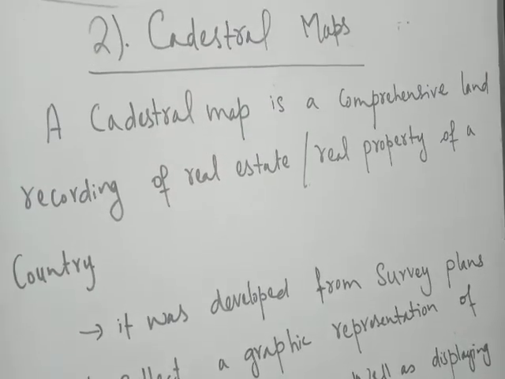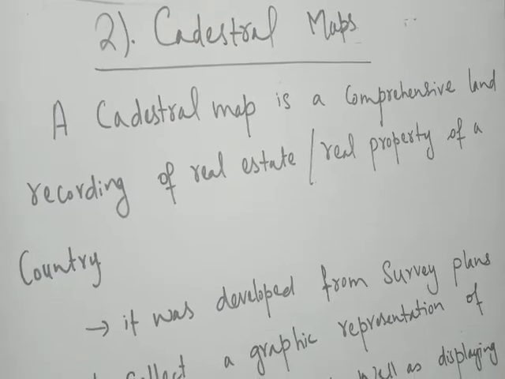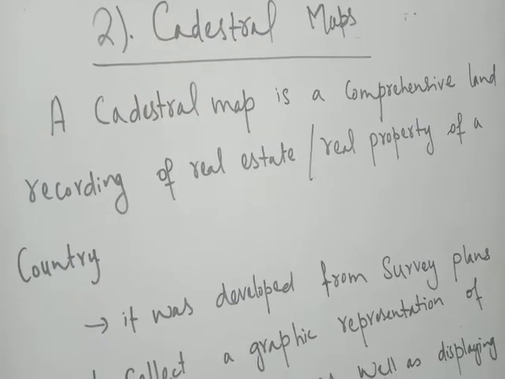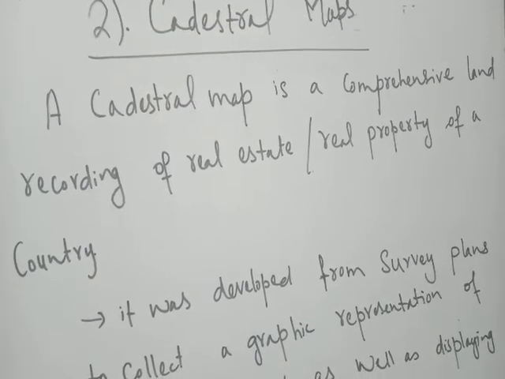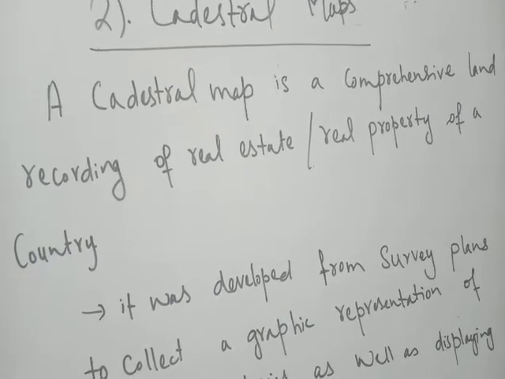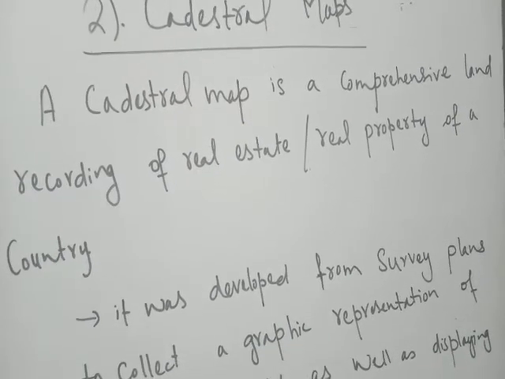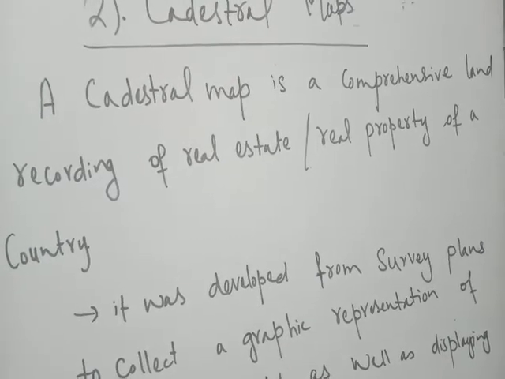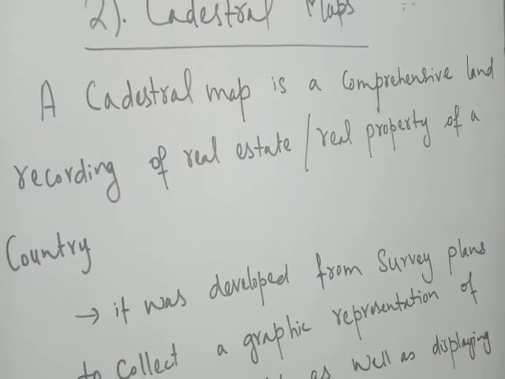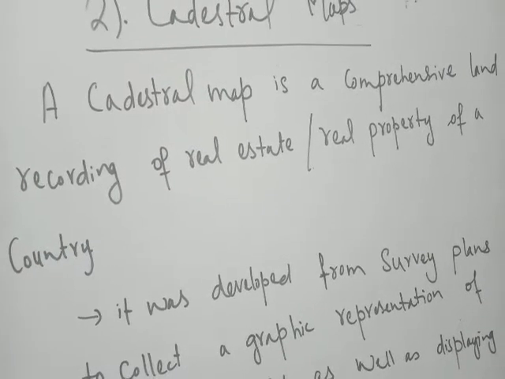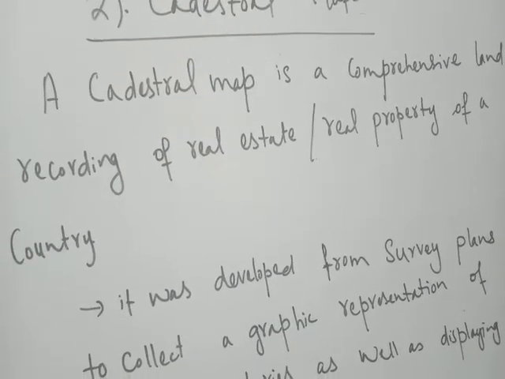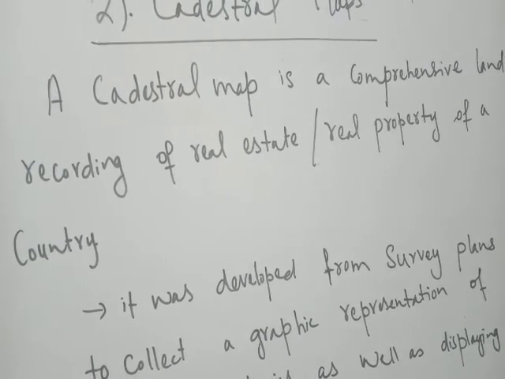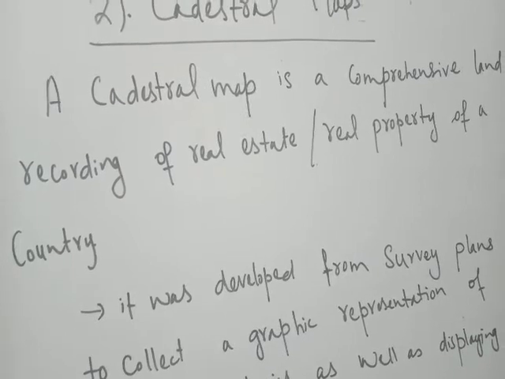Okay, so the second category or type of map is known as cadastral map, and if you have heard this term cadastral, so cadastral maps are basically the graphic representation of your property. ठीक है, so आपके घर की जायदाद, आपकी प्रॉपर्टी, इसकी मलकियत, इसकी ऑनरशिप का रिकॉर्ड जो मैप रखता है, that is the cadastral map. So basically it's a comprehensive land map that is the recording of real estate or real property of the country. I have used the word country, but it is meant for any specific area.